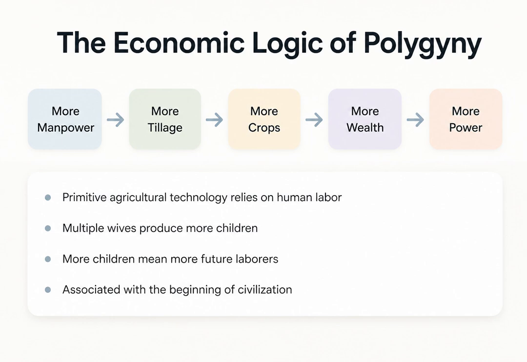Before mechanized equipment, the primary determinant of agricultural output was human manpower. The equation was simple. More manpower equals more tillage, which equals more crops, more wealth, and ultimately more power for the family. Polygyny directly addresses this manpower problem. A man with multiple wives can produce more children, providing a larger labor force for the fields. Women also had incentives to participate, as belonging to a large, wealthy family provided security and stability. Morgan associates this stage with the beginning of civilization, defined as the point when humans could produce genuine surplus wealth.